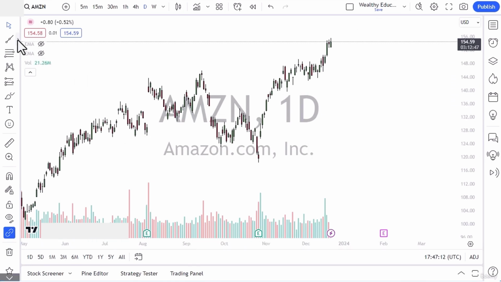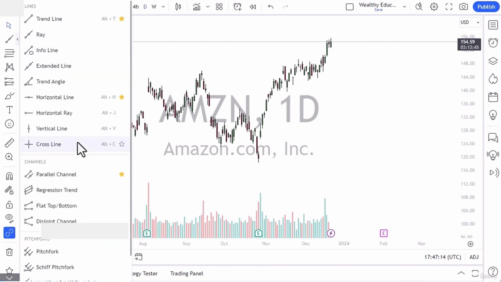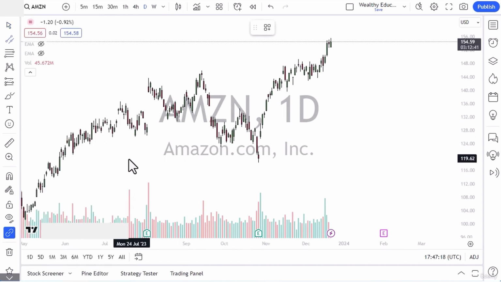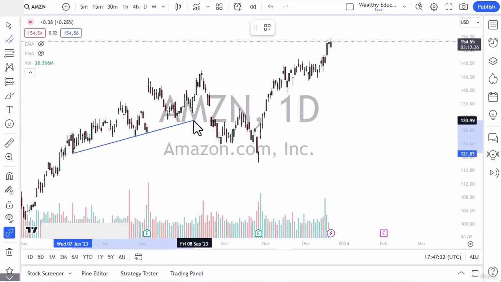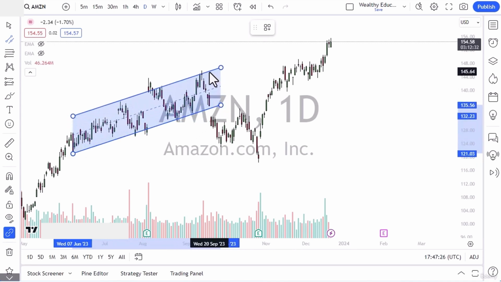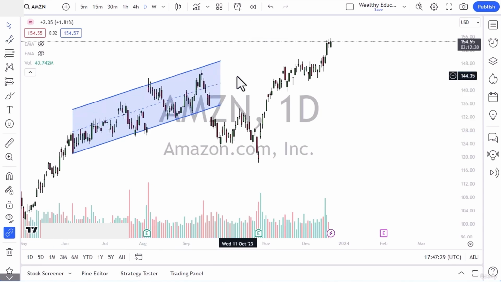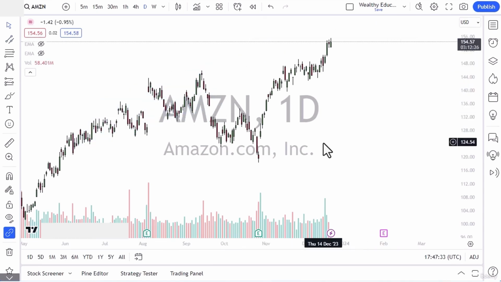There are things called channels. And a channel is basically support and resistance. So you would click on the chart to make your trend line, and then you just drag higher. And you could say, hey, this is the channel we're trading in. Maybe not the cleanest channel, but, yeah, here, we can just use this.